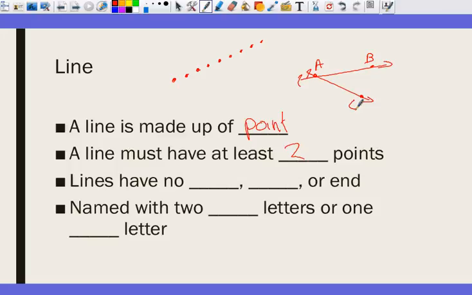Okay. Lines have no depth or width, and they do not end. They go on forever. Like this box has a width, a length, and a depth. A line does not have a width or a depth. It just has a length.